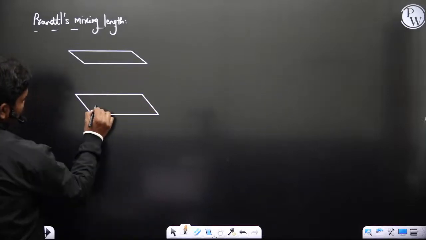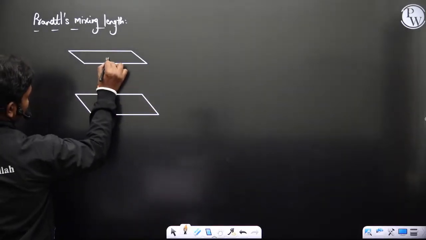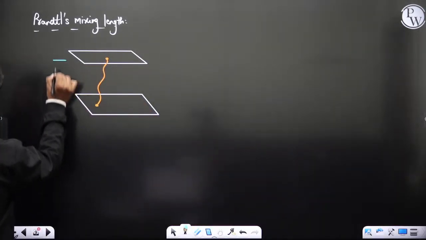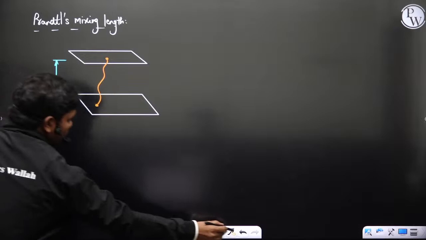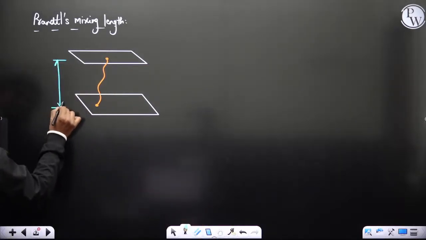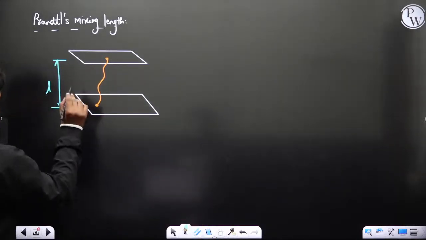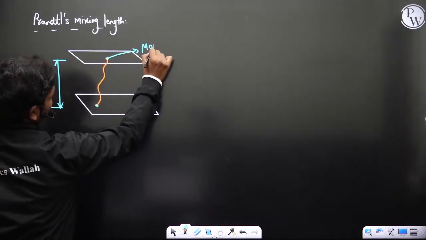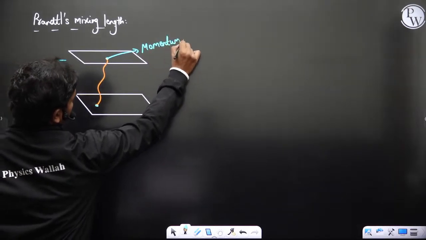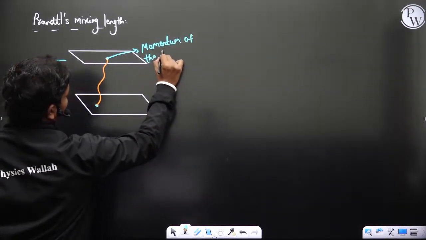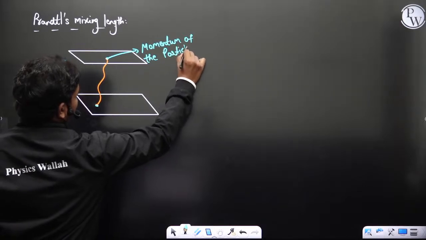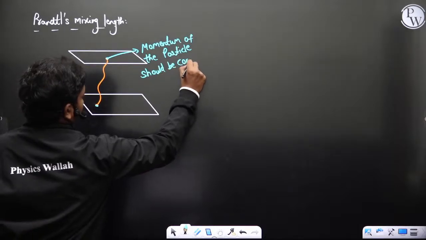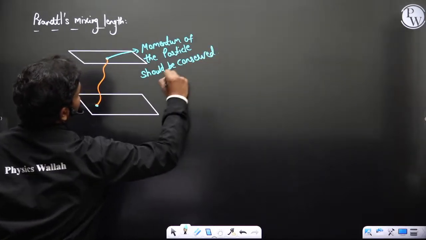Now because of the collision, this particle will travel to somewhere here, and the distance traveled in the direction normal to the flow is called the Prandtl mixing length. But during the shifting from here to here, one thing should remain unchanged: the momentum of the particle should be conserved.